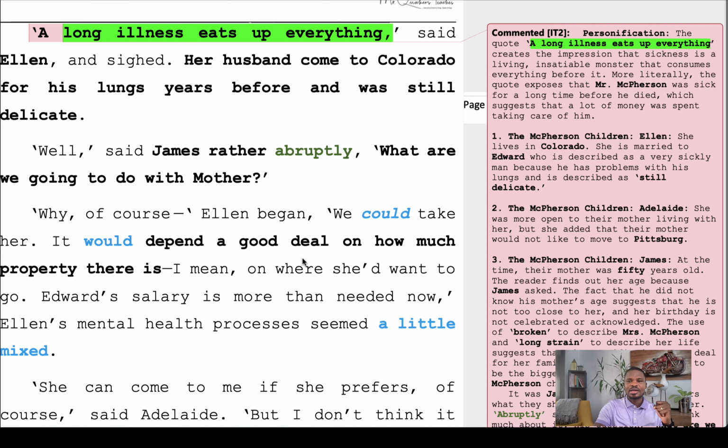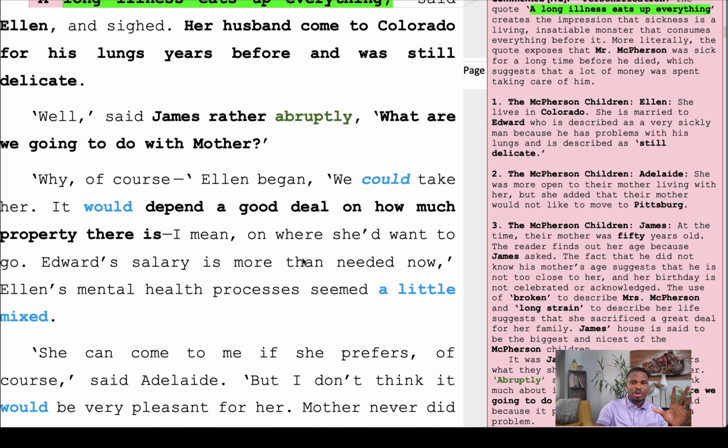Now let's look at the McPherson children, and then we're going to talk about their exchange. The McPherson children: Ellen, she lives in Colorado. She's married to Edward, who is described as a very sickly man because he has problems with his lungs and is described as still delicate. So it tells us that he's not someone that is fully recovered.